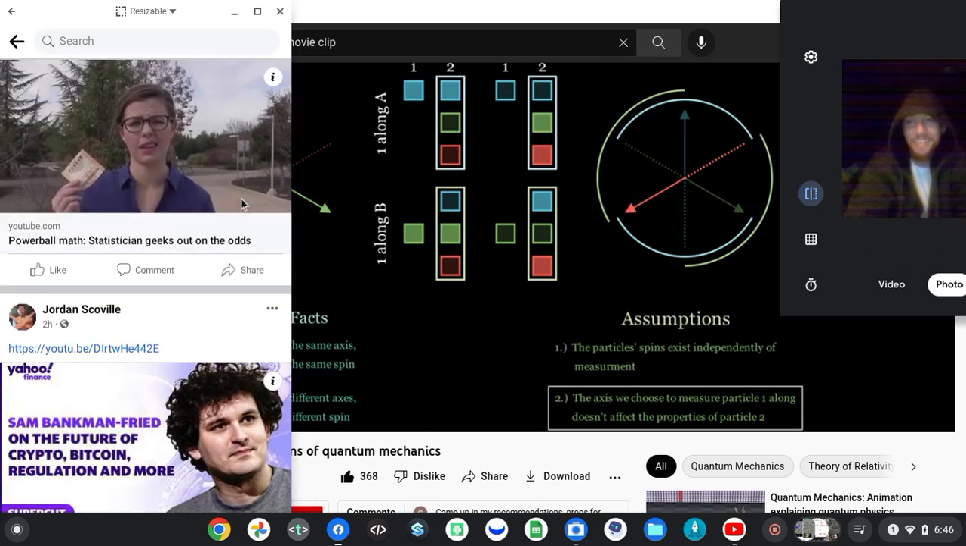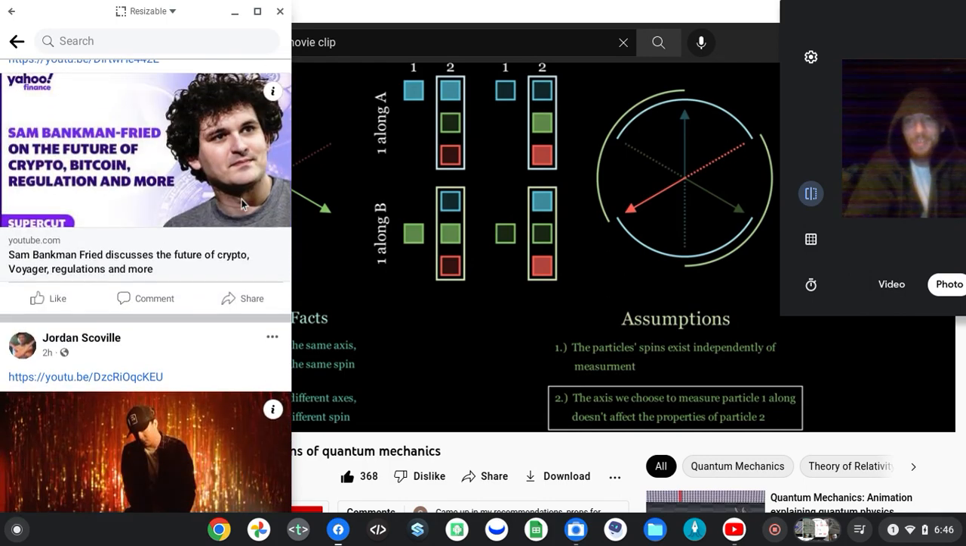Affects the properties of particle 2, contradicting our second assumption.